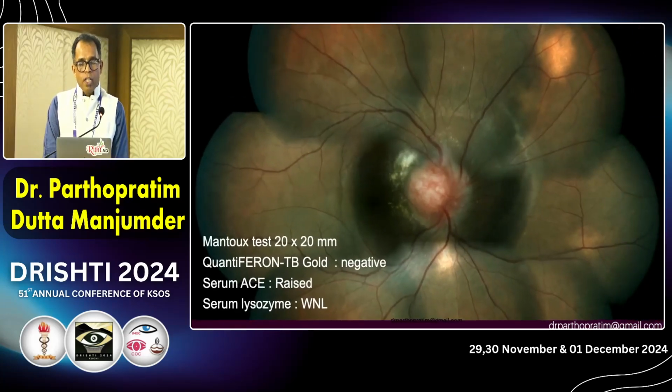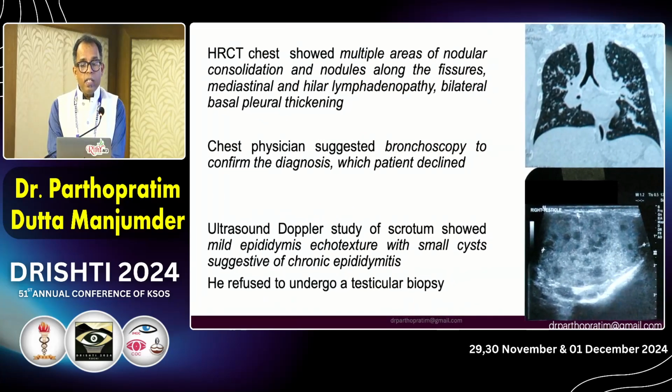Now, with this picture, we investigated the patient. Mantoux test was highly positive, QuantiFERON was negative, and as you can see, the serum ACE is raised and serum lysozyme is within normal limit. Now, we did HRCT, and a radiologist told me that we need a bronchoscopy to confirm, which the patient refused. You can see here, the patient's HRCT was showing mediastinal and hilar lymphadenopathy.